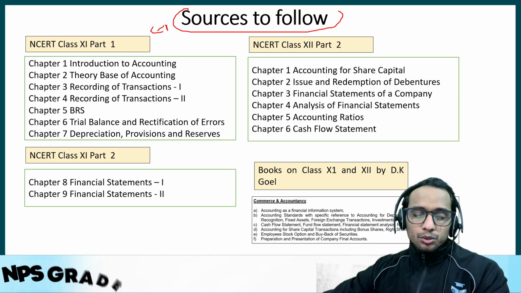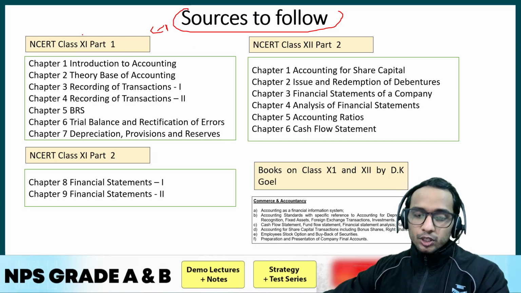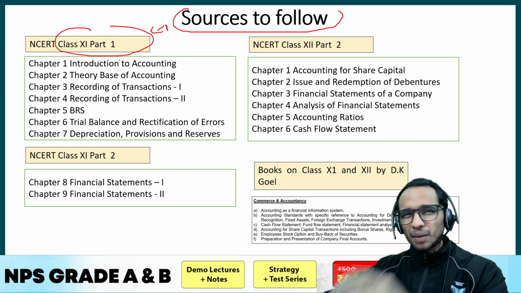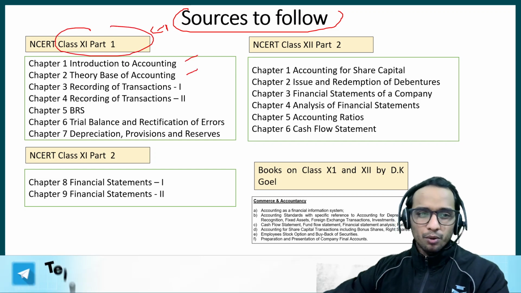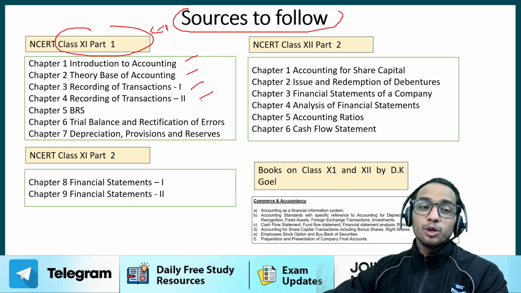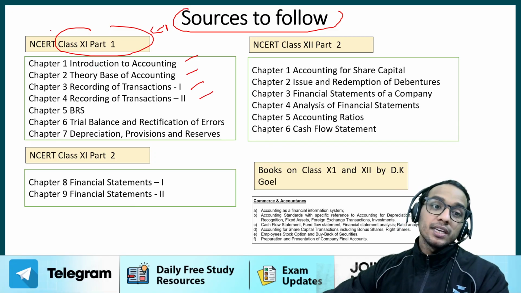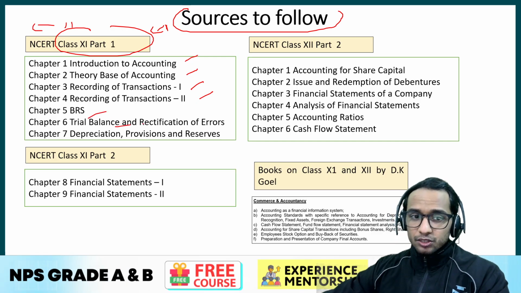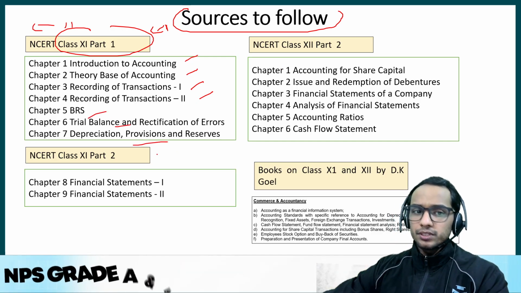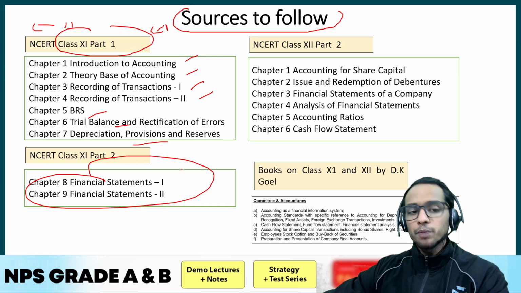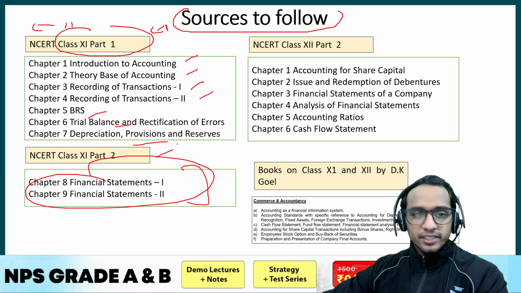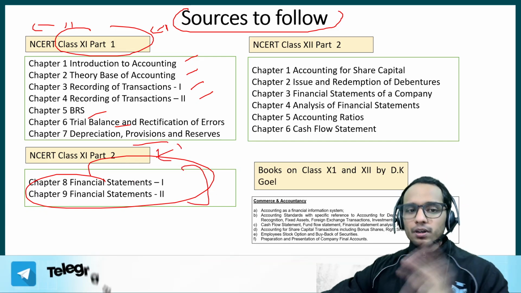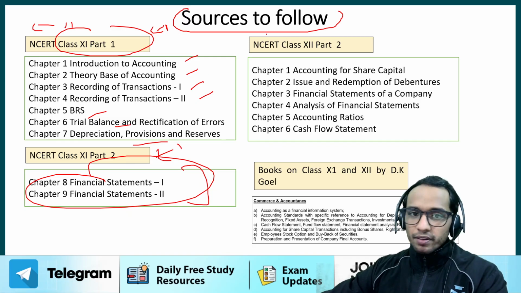Okay. So first of all, you are going to cover the basic chapters, that is introduction to accounting, theory base of accounting, recording transaction 1 and 2. All this you can cover from the NCERT class 11th part 1, right? And BRS, trial balance, depreciation, provision, reserves as well, and the financial statement part 1 and part 2, again class 11th part 2 NCERT. So most of the things will be covered from the NCERT class 11th and NCERT class 12th, right?